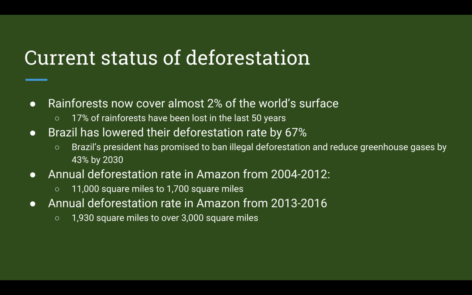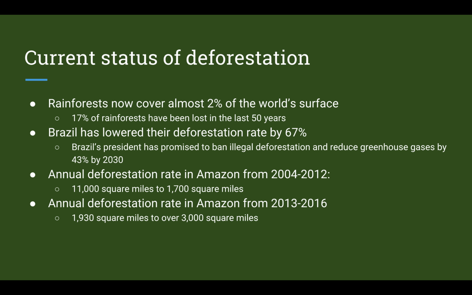And the current size of deforestation is that right now there are almost 2% of rainforests left in the world, which is not that good compared to 50 years ago, which was 17%. And as I mentioned before, Brazil has dropped their deforestation rates by 67%. And Brazil's president has promised to ban illegal deforestation and reduce greenhouse gases by 43% by 2030.